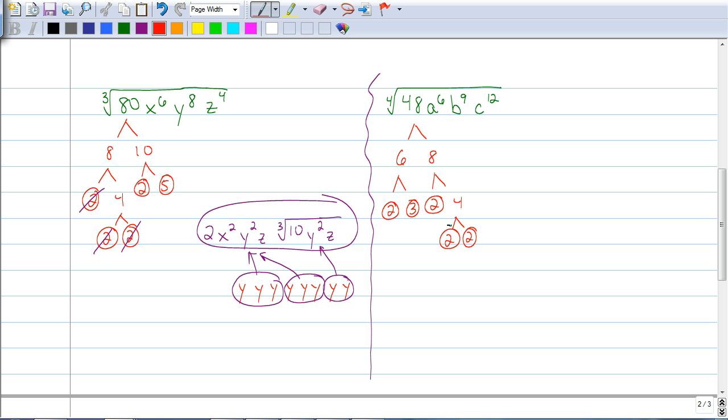So it's a fourth root. So for every 4 of the same number, I get to take one out. So there's 4 2's, so I get to take out a 2. And I'm left with a 3, but that 3 is going to remain under the fourth root.